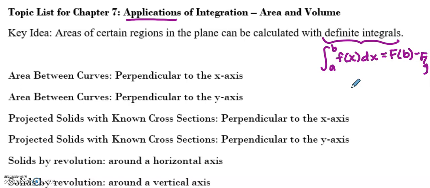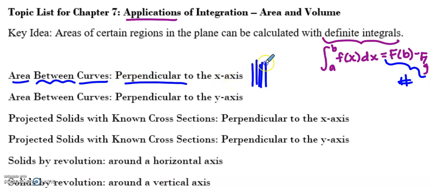But a lot of these that we're going to do, we're just going to focus on the setup, and then again, we expect your knowledge to be able to do this part of it to actually get the finite area. Today's video is going to focus on the area between curves that are perpendicular to the x-axis, so we're going to be painting vertically, if you will.